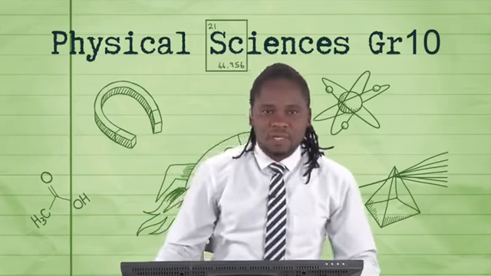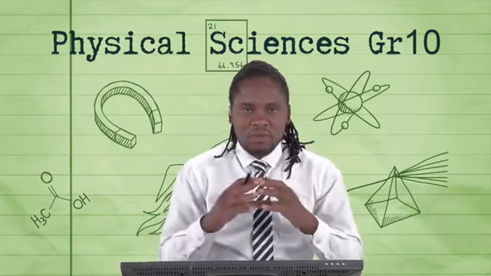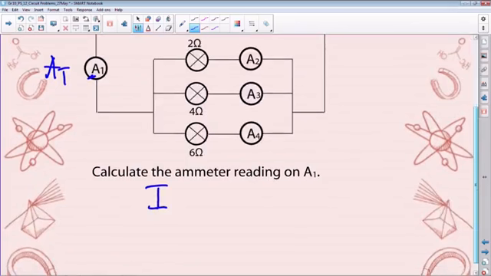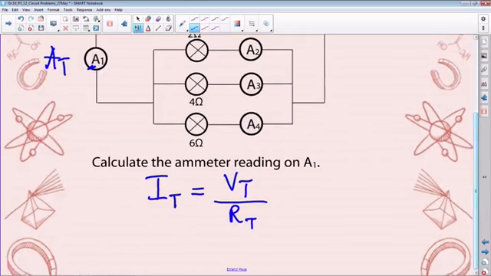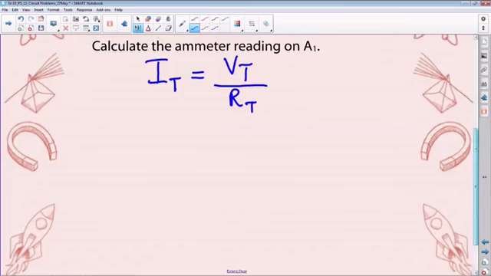Welcome back, guys. Hopefully you have made your attempt on the question. Let's look at the current that is passing through A1, and I want you to think of A1 as the total current in this case. Very important, because all the current will pass through A1. So total current from Ohm's law equals total voltage divided by the total resistance, which is our equivalent resistance that we calculated in the previous question. The total voltage in this case is given to us as 3 volts.